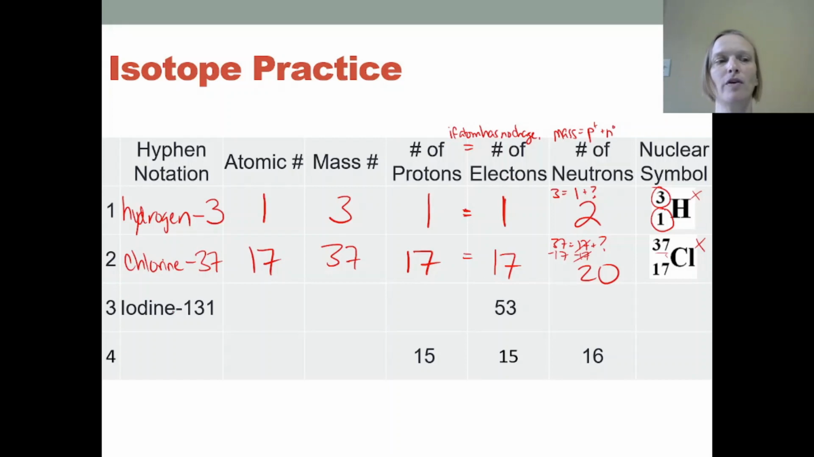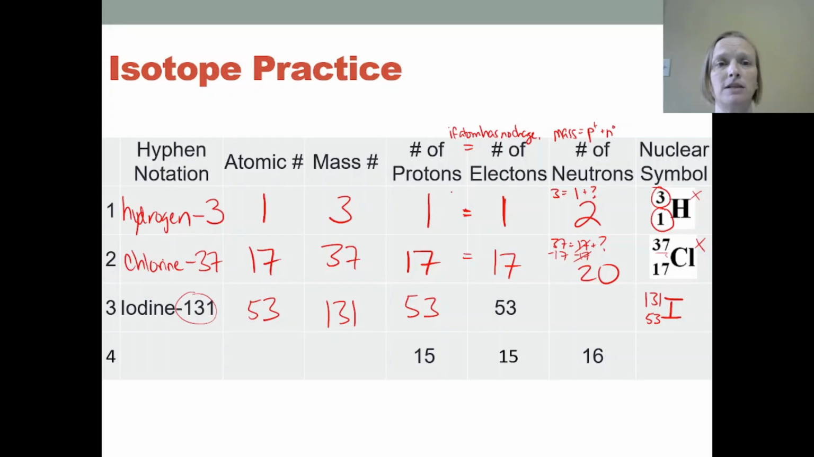For iodine 131, when I look up iodine on the periodic table, I see that it is element number 53. So 53 is my atomic number, 53 is my number of protons, and when I do my nuclear symbol over here, iodine has 53 protons. I do know the mass number because hyphen notation always gives me the mass number, so that number goes in the mass number column and in the top left corner of my nuclear symbol.